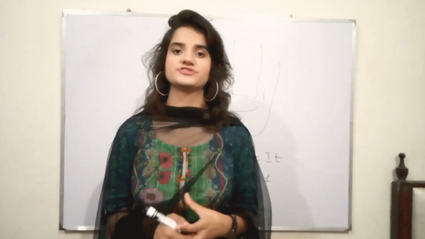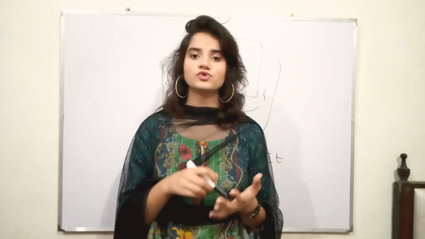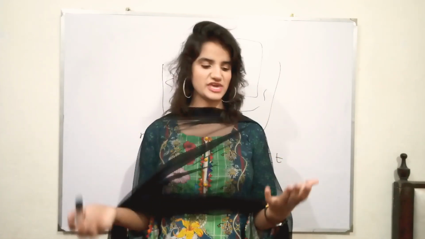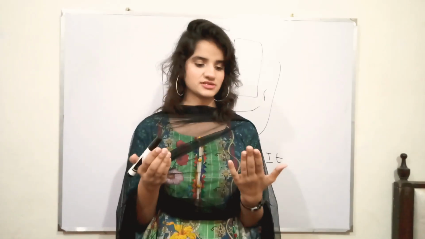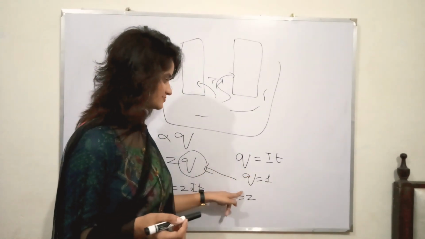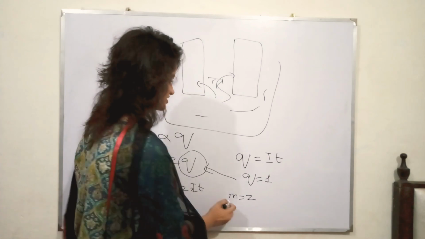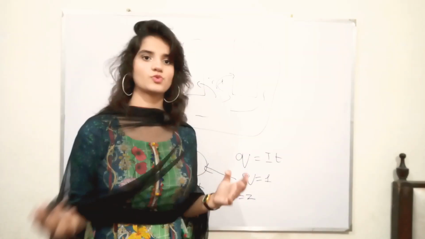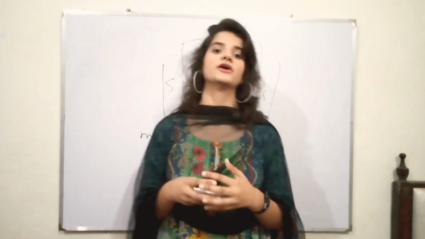Now we are going to define Z, the electrochemical equivalent. It is the mass of substance liberated or deposited at the electrode during electrolysis when 1 coulomb of charge is passed through the electrolyte. It is exactly the same as the first law of electrolysis, we are just adding 1 coulomb here. So it's quite easy. We have understood the first law of electrolysis and the electrochemical equivalent.